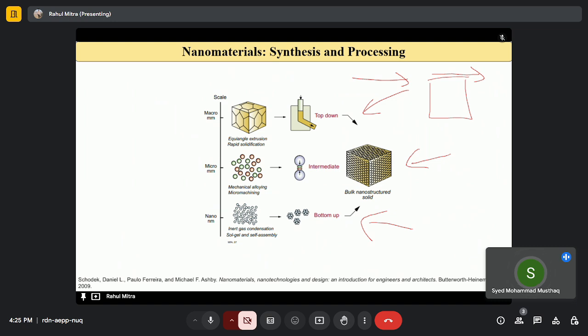And in the bottom-up approach, we are starting from a scale less than a nanoscale, like inert gas condensation, sol-gel, and self assembly, where the treatment starts from a molecular range.